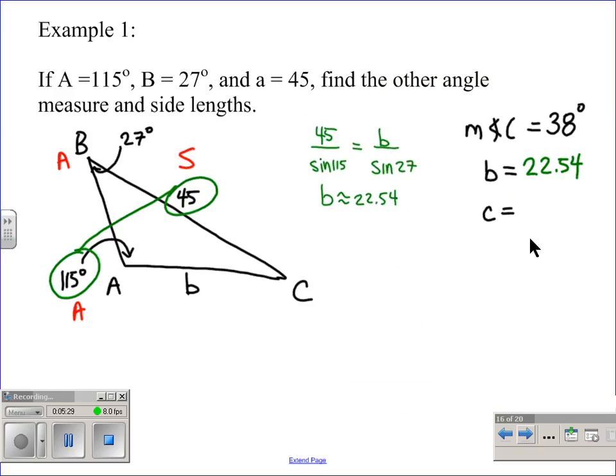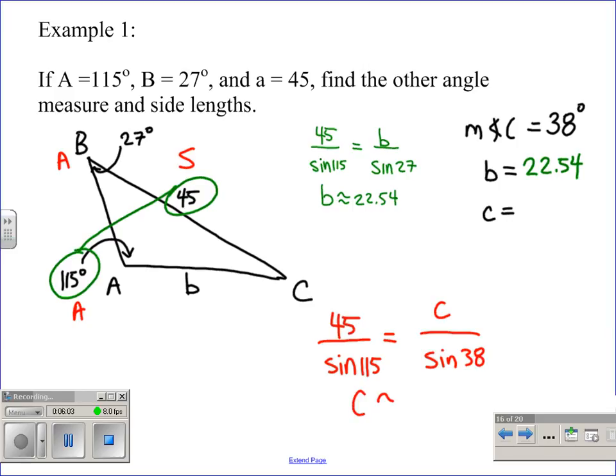And now we're going to find C. Using C, we could use the B being 22.54, but it's probably better to stick with the 45 and the sine of 115, because those are exact values, whereas the 22.54 we did have to round. So we're going to stick with 45 over sine of 115 is going to be equal to, this time we're trying to find C, C over the sine of 38.